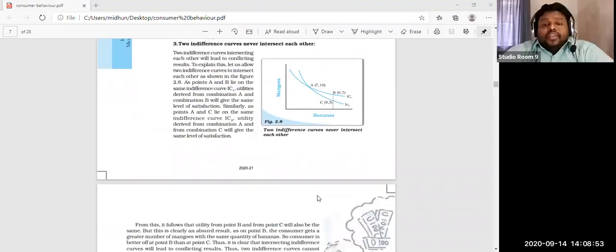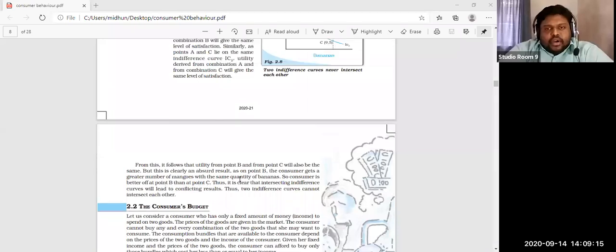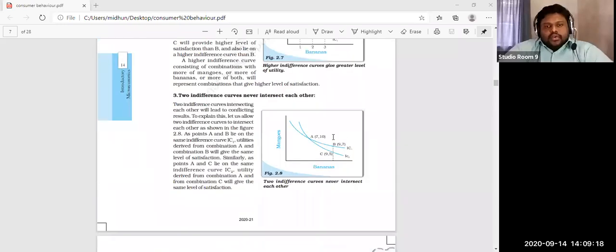So from this, it follows that utility from point B and from point C will also be the same, but this is clearly an absurd result, as at point B the consumer gets a greater number of mangoes with the same quantity of bananas. So the consumer is better off at point B than at point C. Basically, the consumer will not go for choosing such a bundle. Instead, he will always think about the bundle with more quantity that is able to provide more utility and satisfaction.